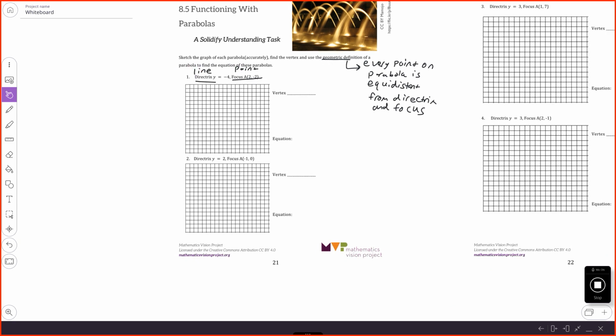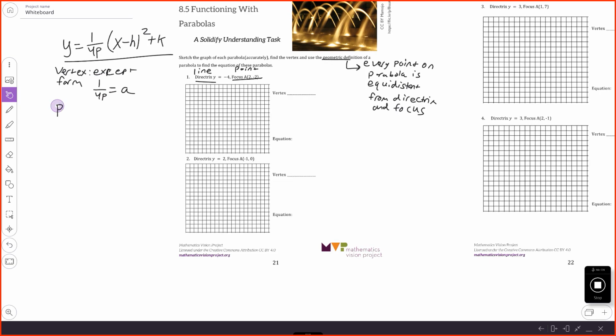So we also are shifting our equation. We're going to have y equals 1 over 4p times x minus h squared plus k. So it's the same as vertex form, except 1 over 4p is our a value.